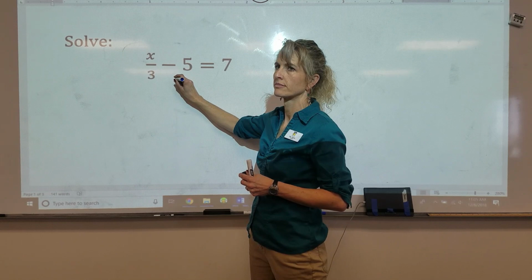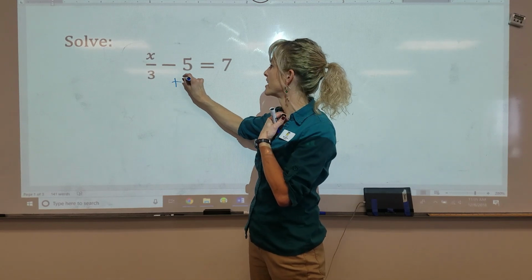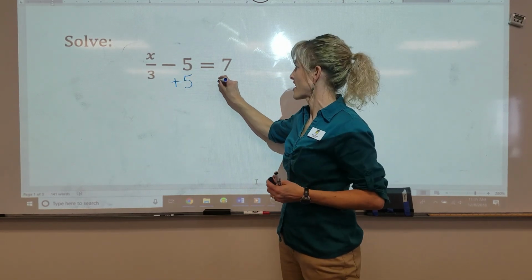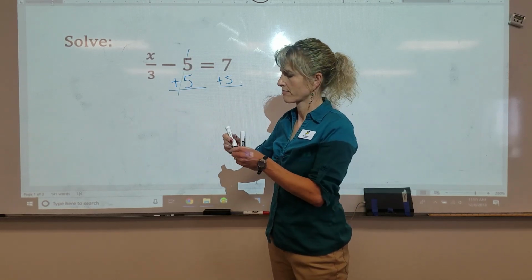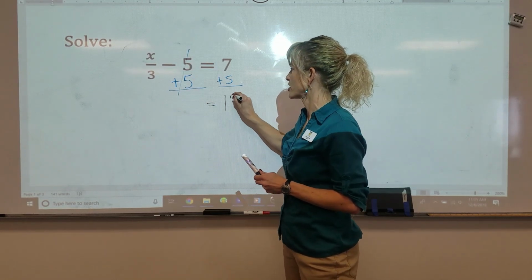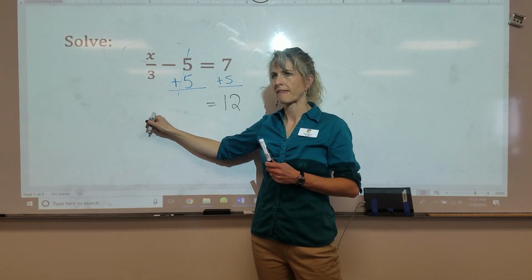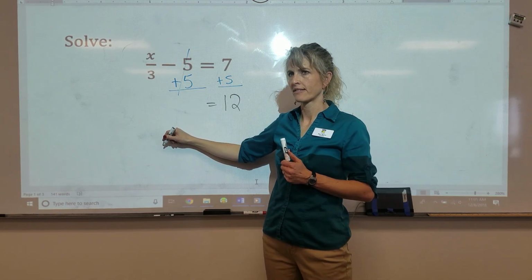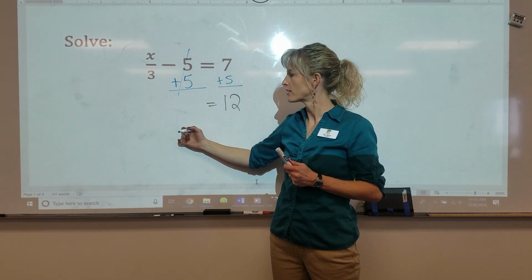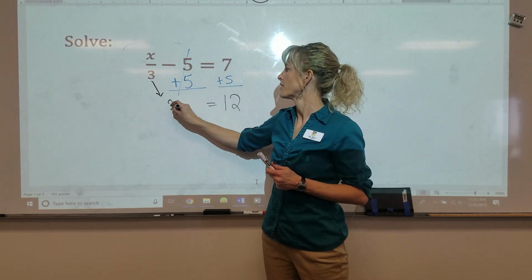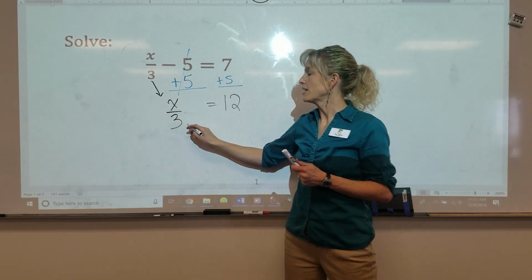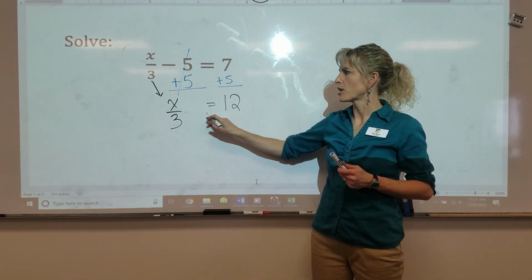I added 5 to both sides. What did that give you, Maggie? 12. On the right side, good. How about the left side? We're going to copy that straight down, right? Yep. x over 3. Hey, we have x divided by 3 equals 12.